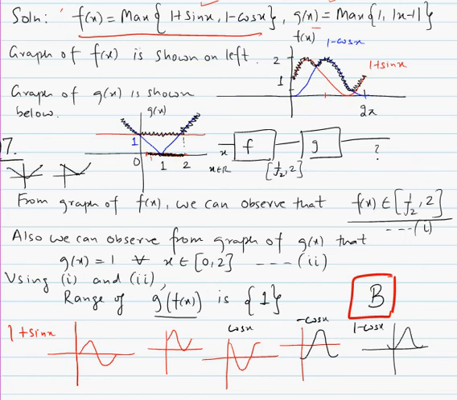So for these values of x, the g function will take the value 1. For all these values of x, g(x) is 1. So g(x) will throw out 1 for all these values. So the range of g(x) is 1.